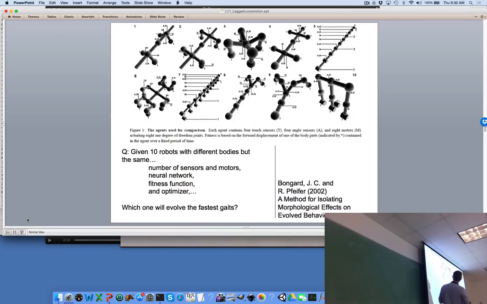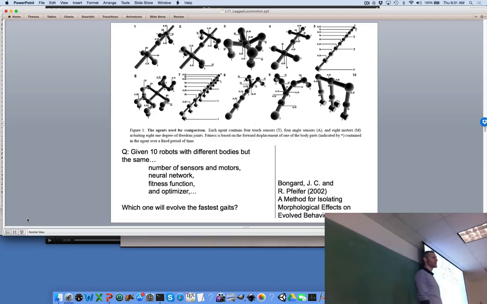If you look carefully at these 10 robots, you'll see for each one of them there are four A's, which are four angle sensors, or proprioceptive sensors. There are four T's, which correspond to where I placed the four touch sensors in the robot. And there are eight motors placed throughout the different robots. Same neural network, same sensors, same motors, same task: just locomote, move as quickly as you can away from the origin, and the same fitness function. Maximize the distance between the final position of the robot and the origin.